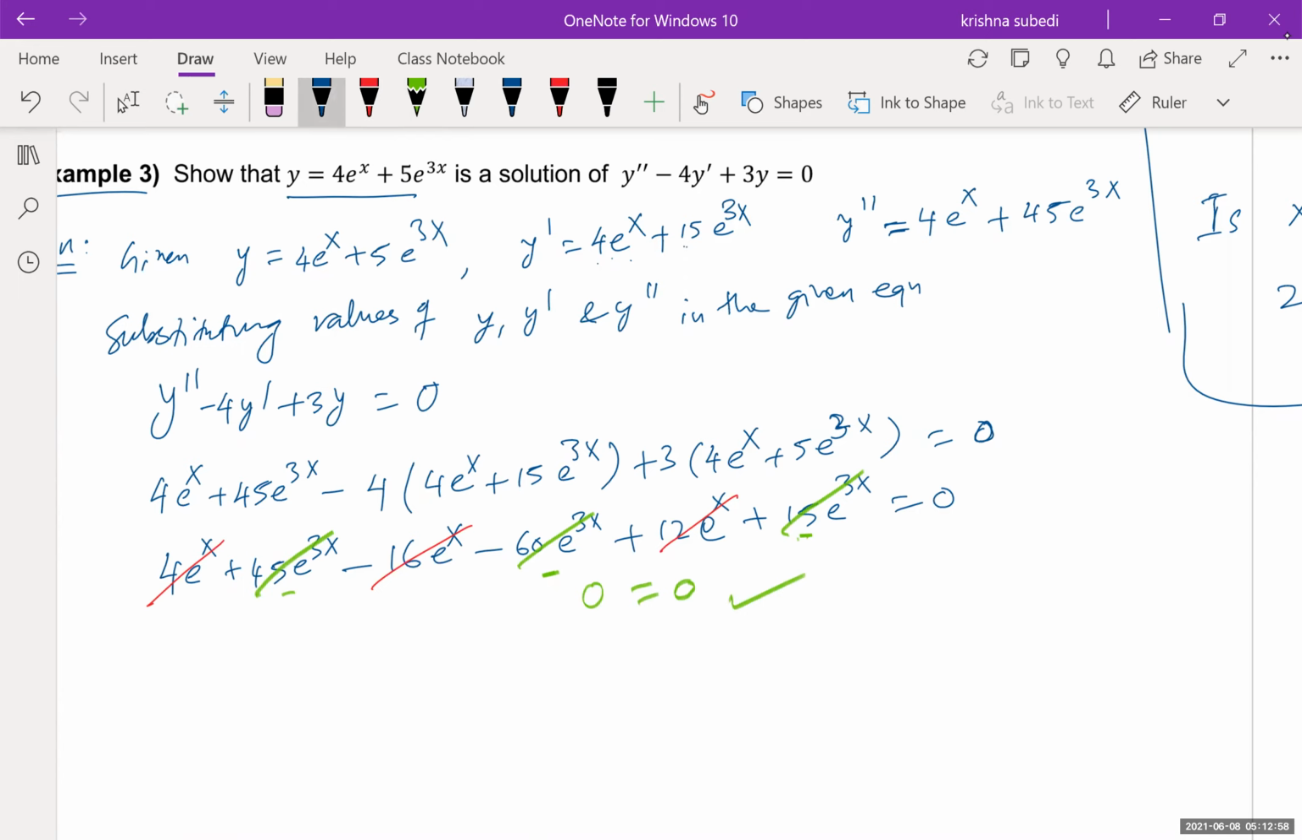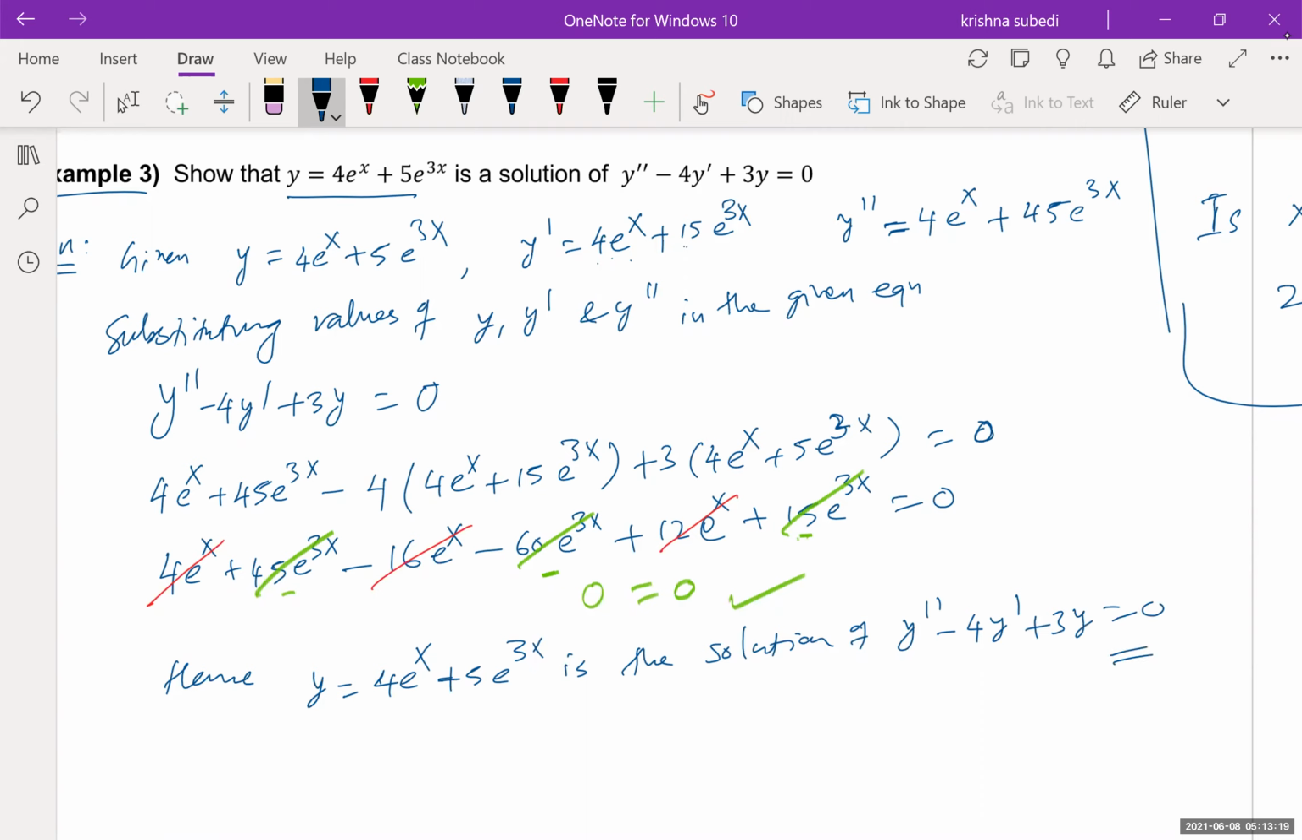Therefore, you can write that hence y equals 4e to the x plus 5e to the 3x is the solution of y double prime minus 4y prime plus 3y equals 0. Okay, that's how we're going to do it. Any question? Okay, now in the next section we will be working on linear first order differential equations.